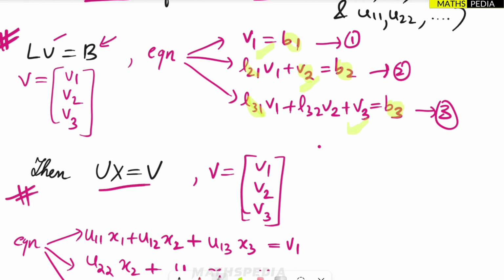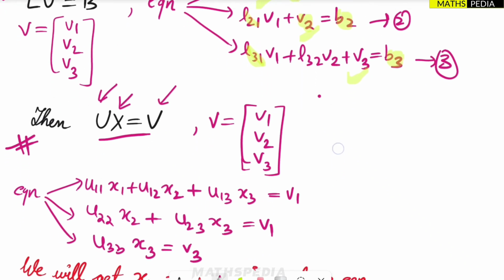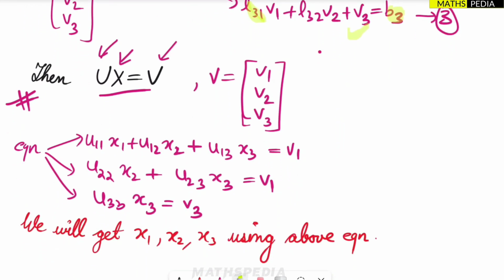The next step is UX equal to V. What is UX? X is nothing but what we have already discussed, the column matrix x1, x2, x3. U is the upper triangular matrix. V we have already discussed, V1, V2, V3. Here also equations will be formed. But here we already know from the previous step, so we already got V1, V2, V3. Like that, everything is given.